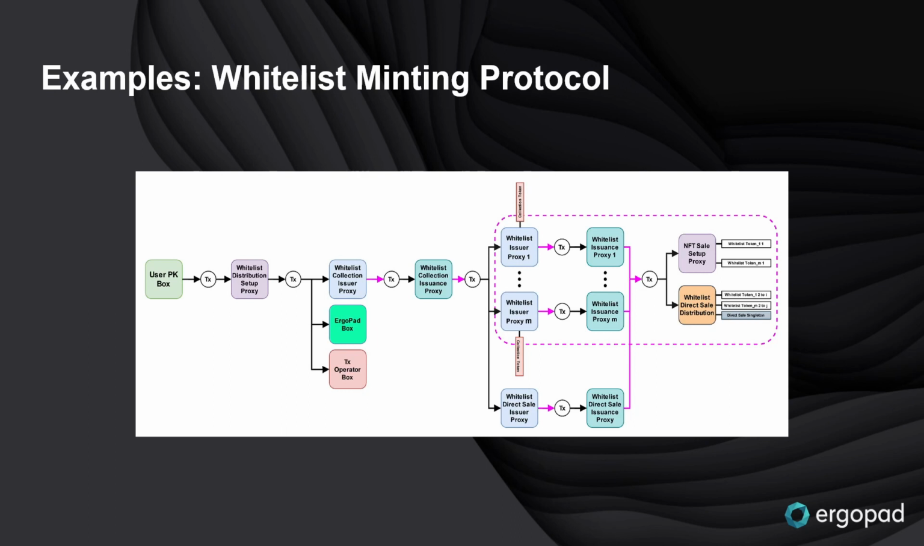So for minting, in the first place, a user would send money to a proxy contract. This would be an Ergoscript contract that lets the user know how the funds will be spent. It must ensure that their money will go to the next box in the next transaction, the collection issuer proxy, and what amount, that some money goes to the ErgoPad box as a fee, and some amount goes to the transaction operator, and then the implicit miner box.